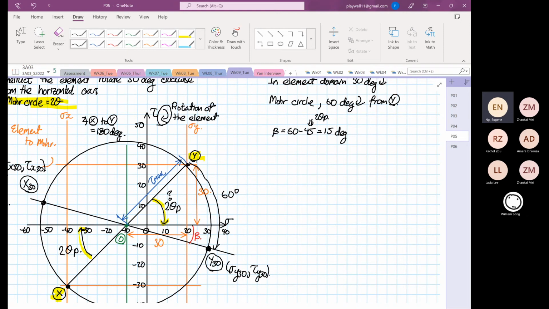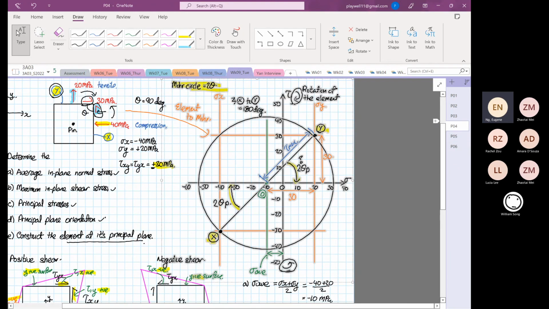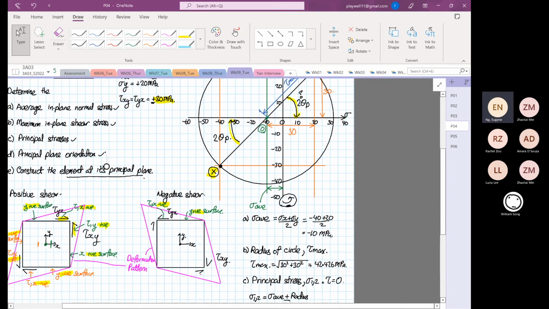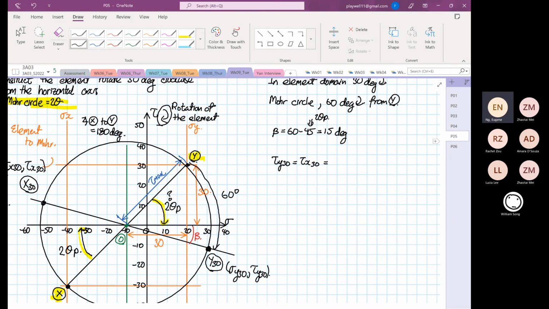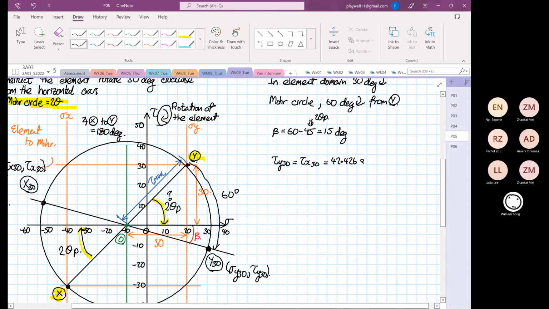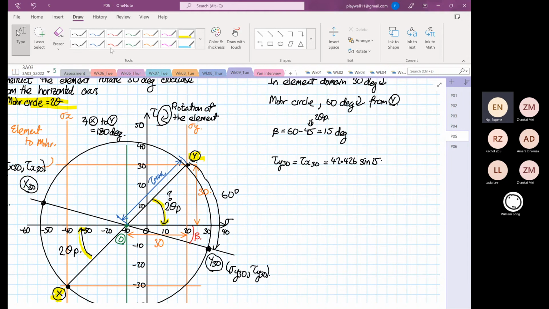Okay, and then from here, the first thing I want you all to do, it's a good practice, then you will not be confused. We want to find our shear Y30, which is also equal to our shear X30. Okay, and this is equal to the radius of the circle, which we calculated as tau max, right? So the radius of the circle is equal to 42.426, and then it's going to be sine 30. Oh, sorry, sine 15. Okay, so some of you might ask me why that is the case.